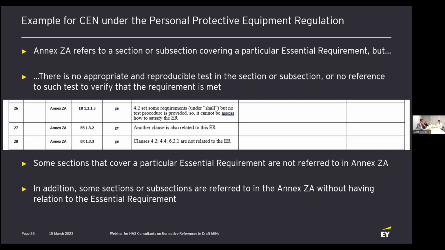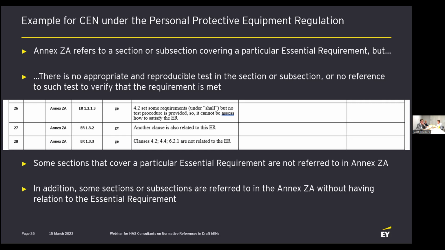In this case, it's an example for the personal protective equipment regulation. The Annex Z refers to a section or subsection covering a particular essential requirement. That's fine, because we have a harmonized part, and in this case there is a section which contains requirements. So fine, this complies with my previous slide. But there is no appropriate or reproducible test in the section or subsection, and there is not even a reference to such a test in another section or subsection of the standard, or a normative reference to another standard containing the test method. So in this case, we are giving a requirement which supports the essential requirement, but we have no assessment method to verify if we comply or not with it.